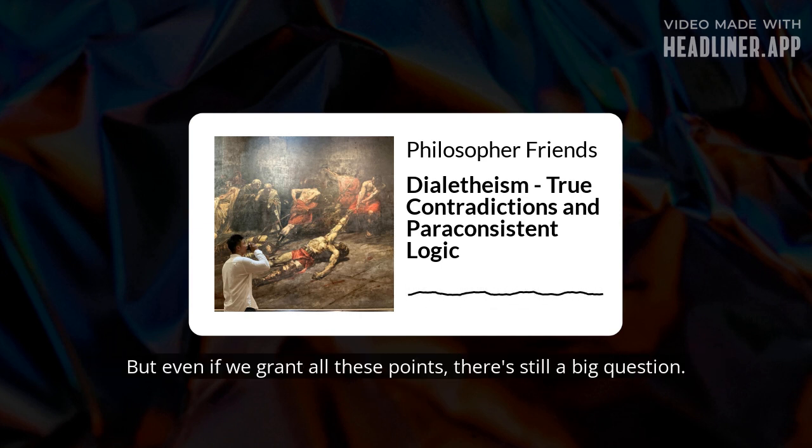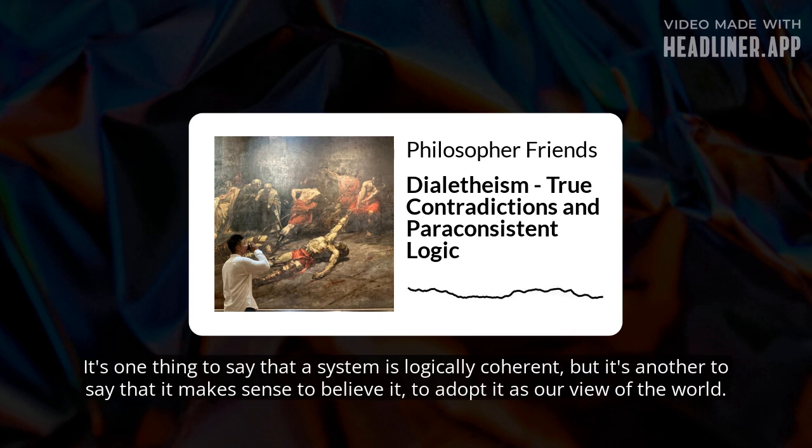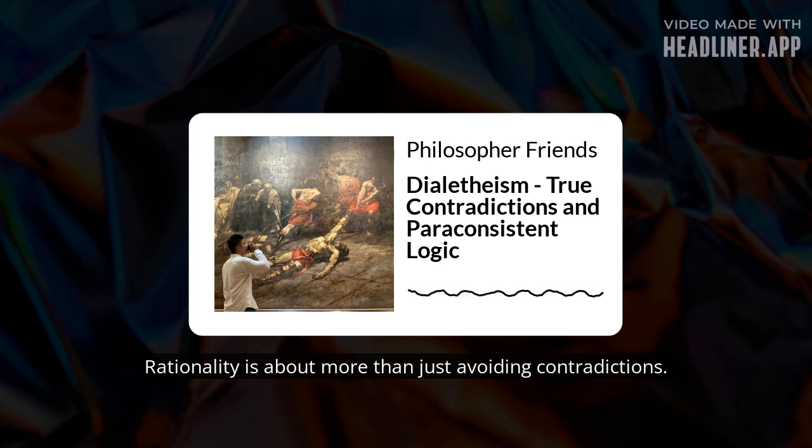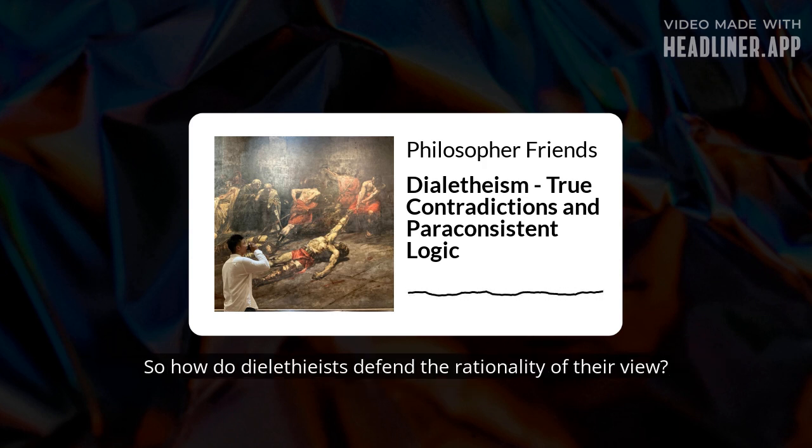But even if we grant all these points, there's still a big question. Is dialetheism actually rational? That's the million-dollar question. It's one thing to say that a system is logically coherent, but it's another to say that it makes sense to believe it, to adopt it as our view of the world. Right, rationality is about more than just avoiding contradictions. It's about having good reasons to believe something, about justifying our beliefs to others. So how do dialetheists defend the rationality of their view?